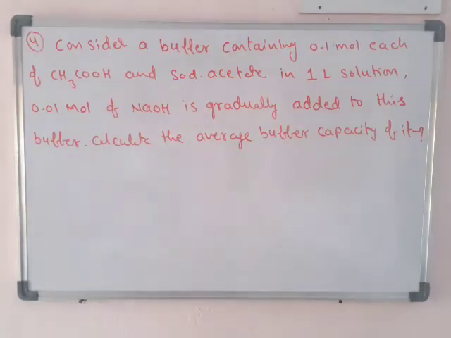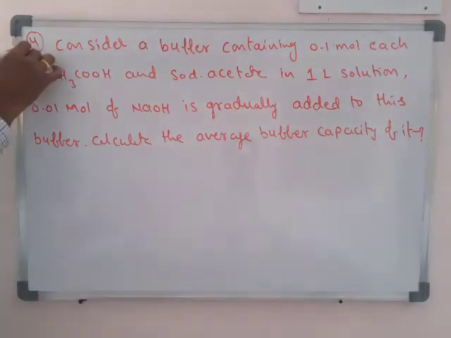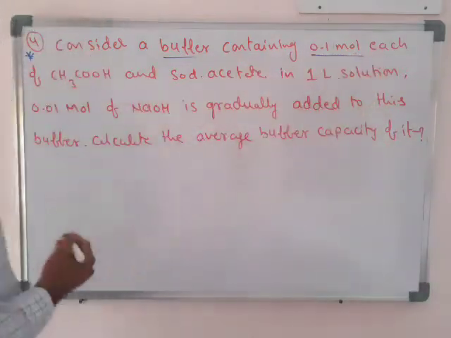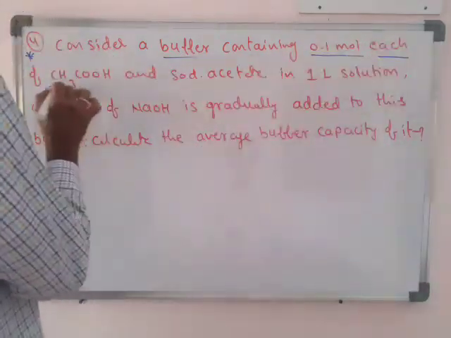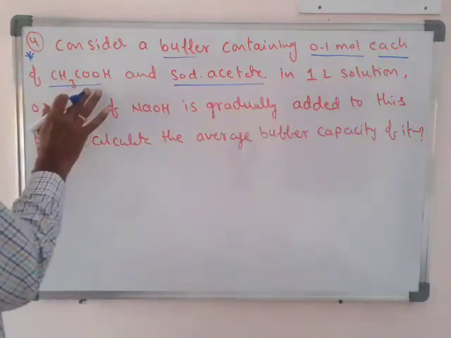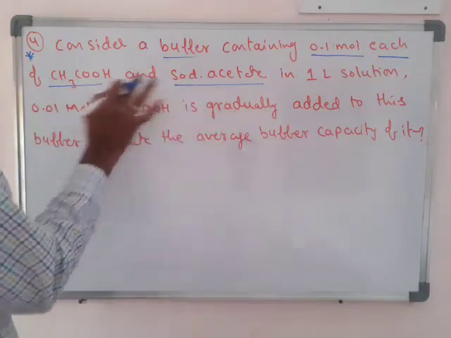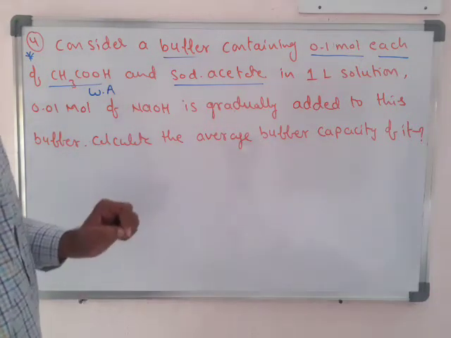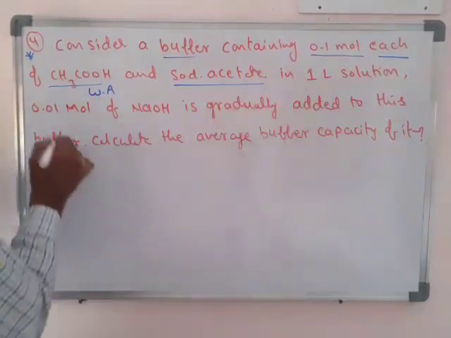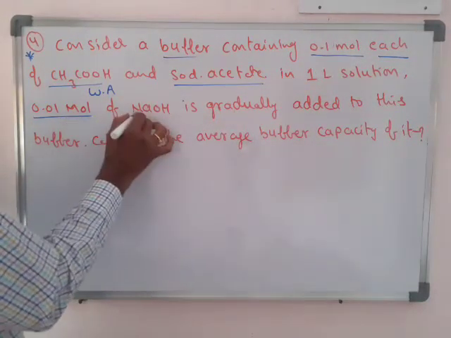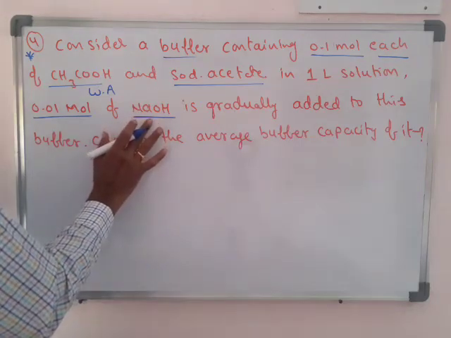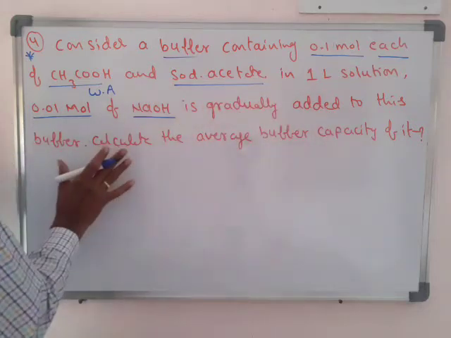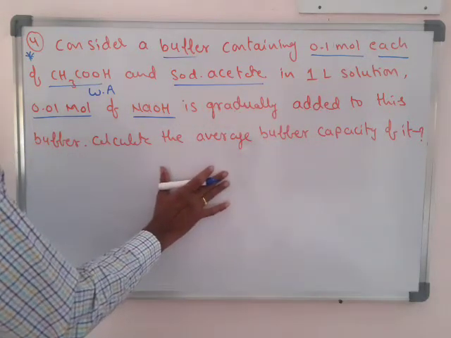Okay, see one more problem. Actually it is a very different model. Consider a buffer solution containing 0.1 mole each of acetic acid and sodium acetate. It is containing a weak acid and its salt. We know that acetic acid is a weak acid, so it gives an acidic buffer. In 1 liter solution, 0.01 mole of sodium hydroxide, a strong base, is slowly added to this buffer. Calculate the average buffer capacity.